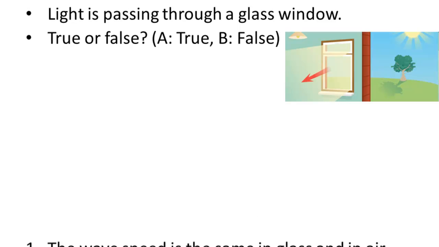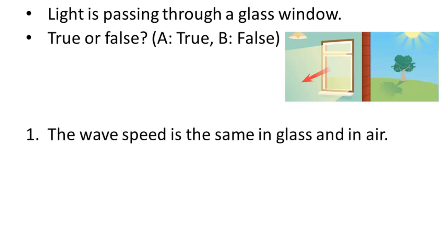So, true or false? The first one is: the wave speed is the same in glass and in air. Well, we actually have a definition for the index of refraction: the velocity of light in a medium that has an index of refraction n is equal to c divided by n. That means the bigger the index of refraction, the slower that light travels in it.